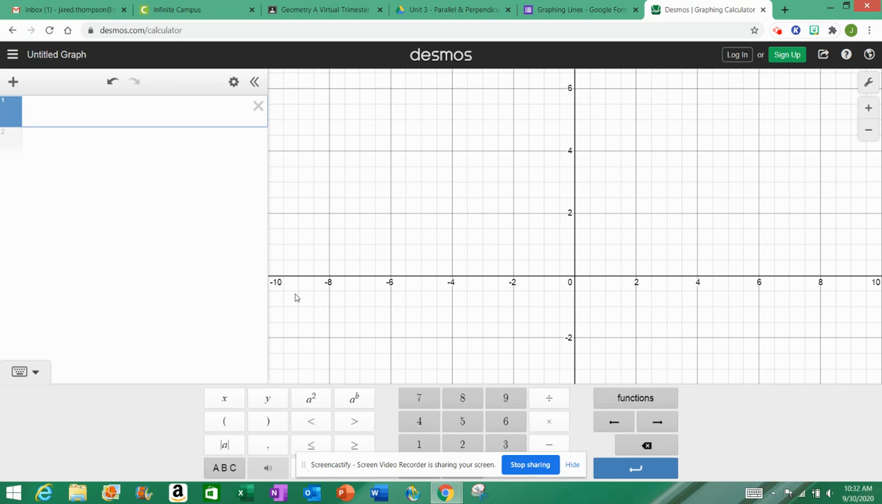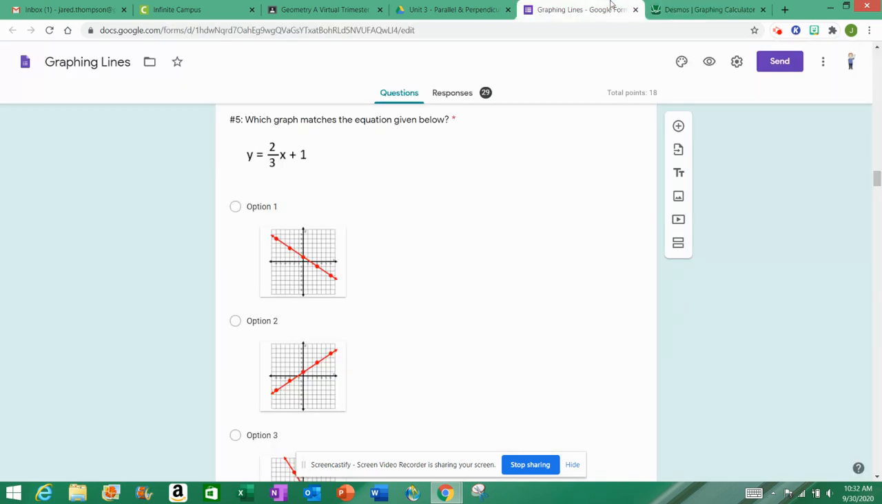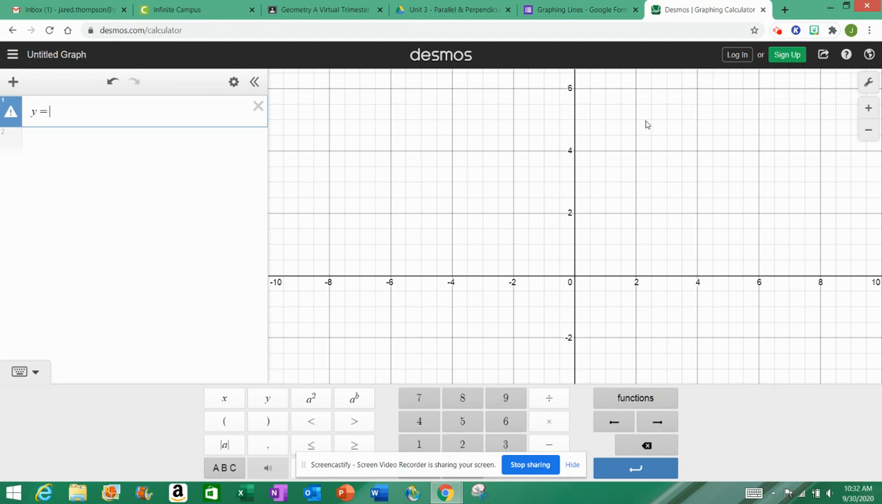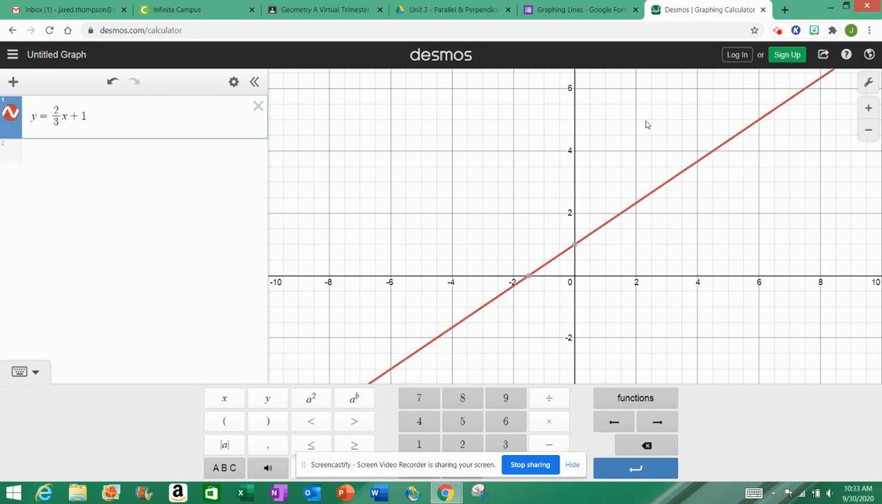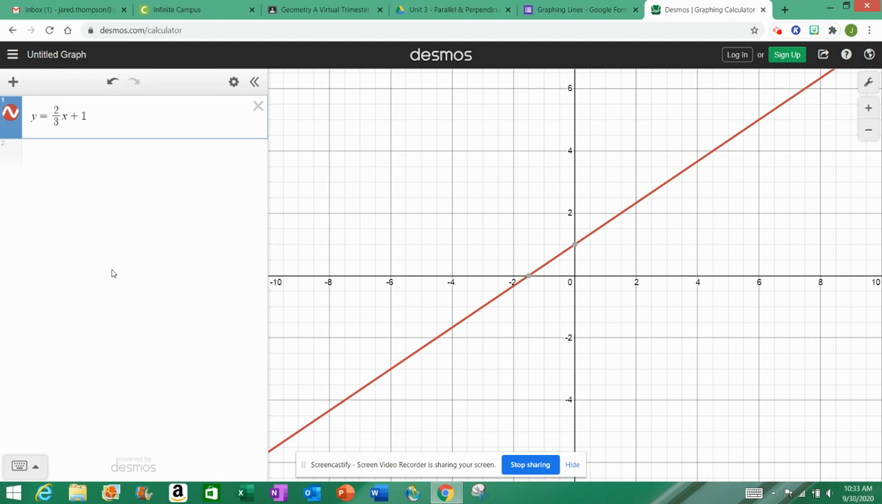Use my computer's keyboard. Y equals, what was it? 2/3 x plus 1. So 2/3, arrow over, x plus 1. Let me get that out of the way. And what that does is it graphs the line in red.